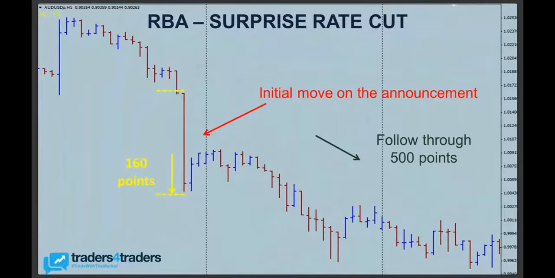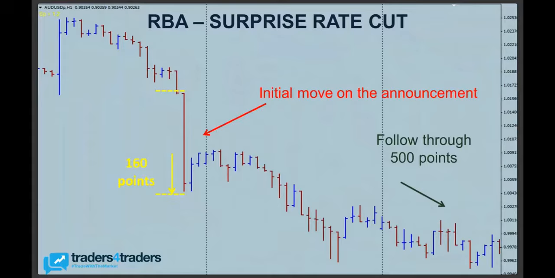Now, just on these charts, I'm going to give you a couple of examples here. The RBA, okay, surprise interest rate cut, a 160 point move to the downside. And then flowing from that, right, that was a change from raising rates to neutral to now cutting. That's a change in sentiment, which is in the market for some time. And the follow through was another 500 points to the downside.